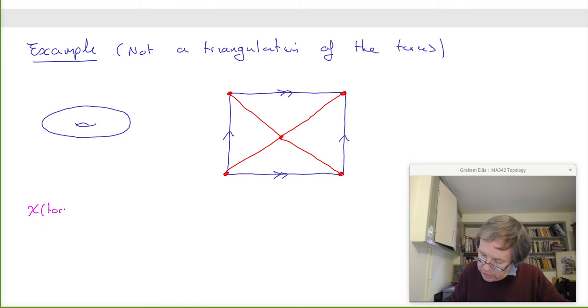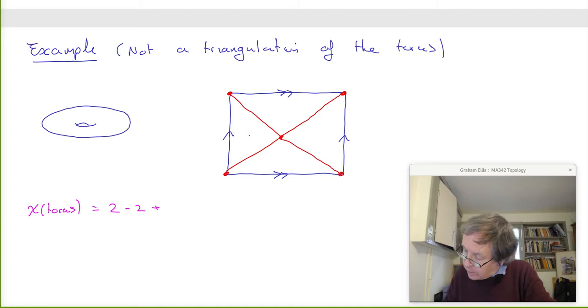I say, well, all of these corners are the same, so there's just two vertices. And how many edges? Well, this edge is the same as that. There's one. There's just two edges. How many triangles? There's four, is it? There's four triangles. One, two, three, four. Oh, no. How many edges? I got it wrong, sorry. How many edges? There's two, three, four, five, six. And how many faces? Four. So I get the answer zero.